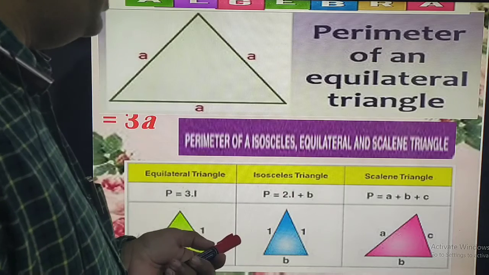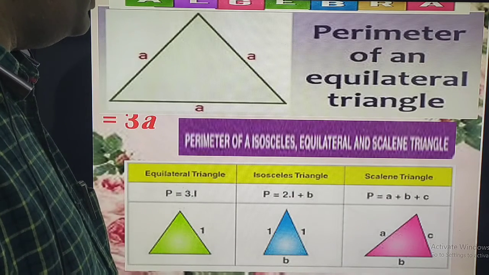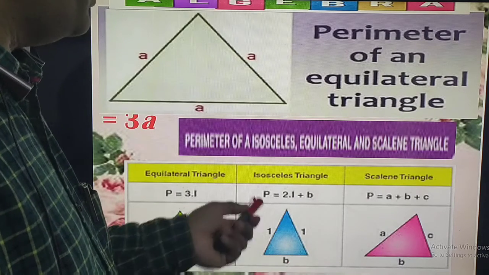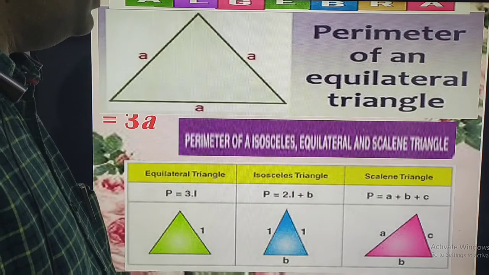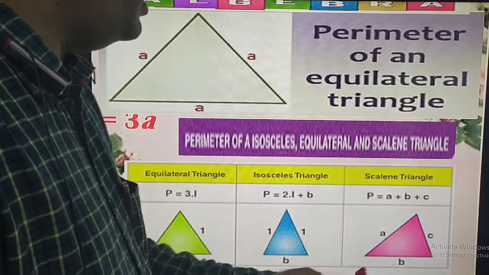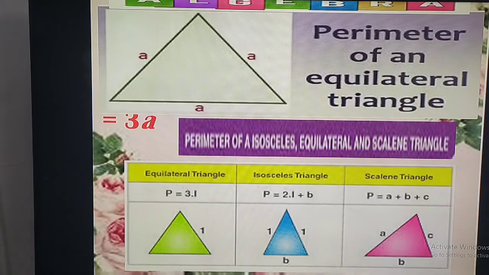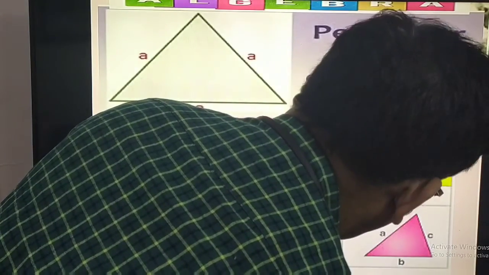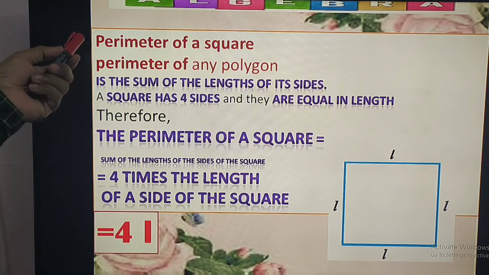In an isosceles triangle, if the equal sides have length L and the base, the unequal side, has length B, then L plus L, that is 2L, plus B is the perimeter of this isosceles triangle. For a scalene triangle having sides of A, B, C units, the perimeter is A plus B plus C.